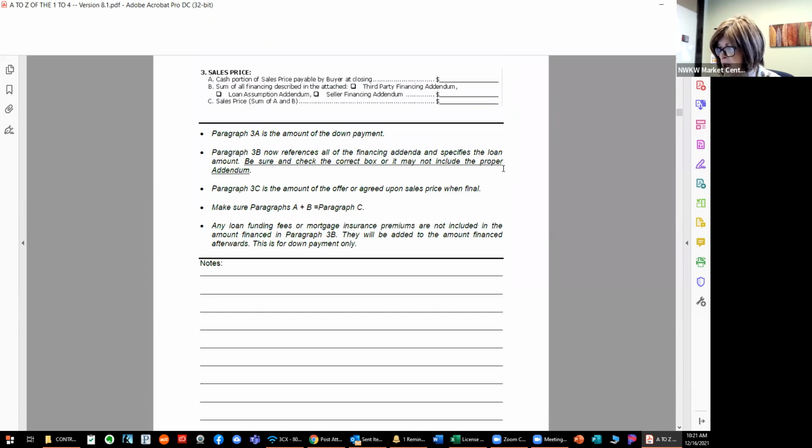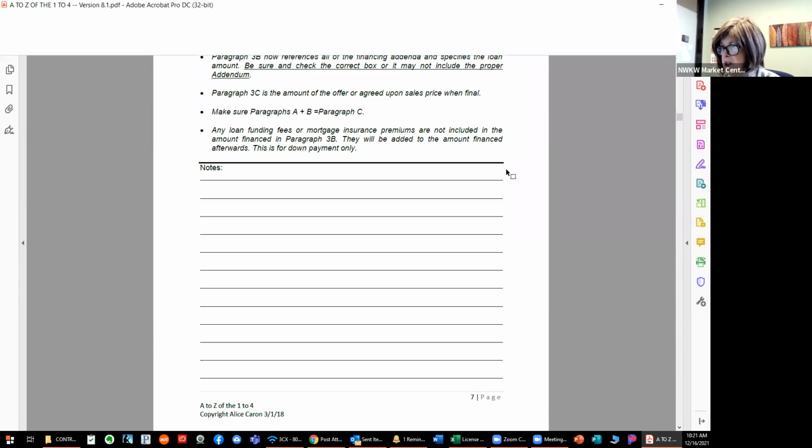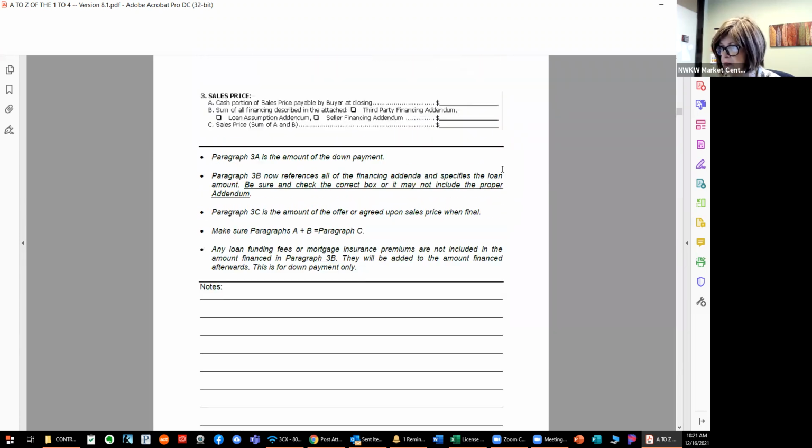Okay, it's not letting me switch down, so let me do it this way. Okay, sales price, we haven't gone over that. Sales price is just simple, A, B, and C. So A and B ought to equal C. Just make sure that happens.